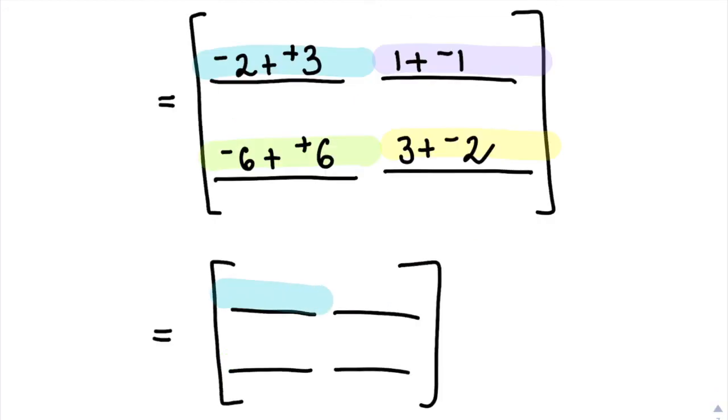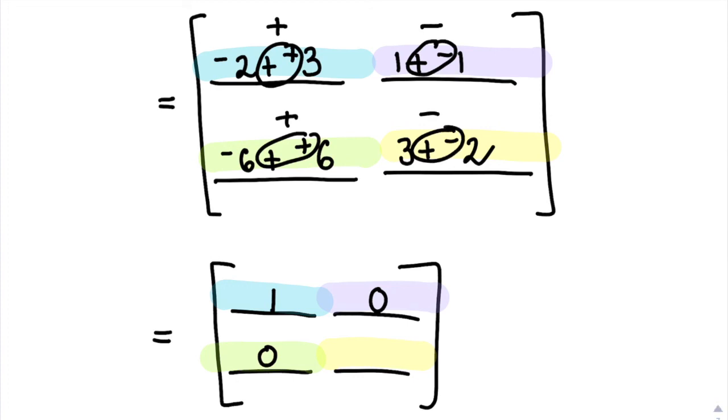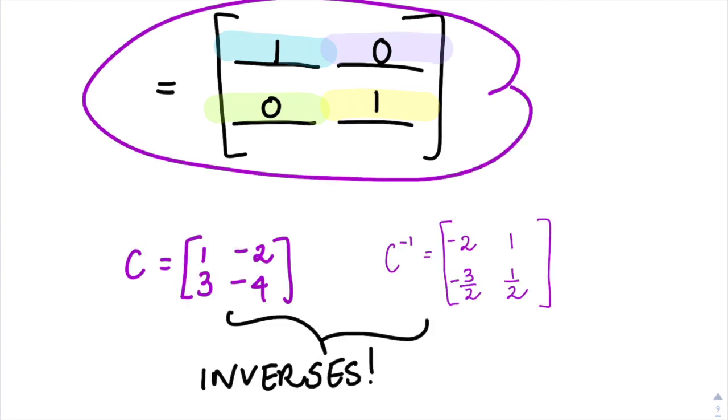Let's do one more tidy up. -2 plus 3 gives us 1. In this element, we have 1 minus 1, which just gives us 0. Simplifying here gives us -6 plus 6, which equals 0. Finally, we have 3 plus -2, which is the same as 3 take away 2. This just equals 1. Since we've ended up with an identity matrix, we can in fact say that these two matrices are inverses of one another.